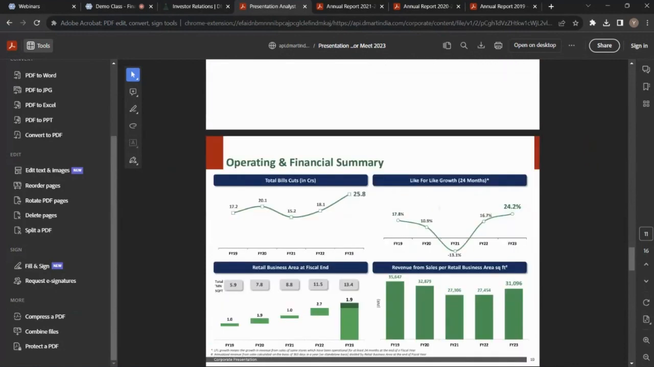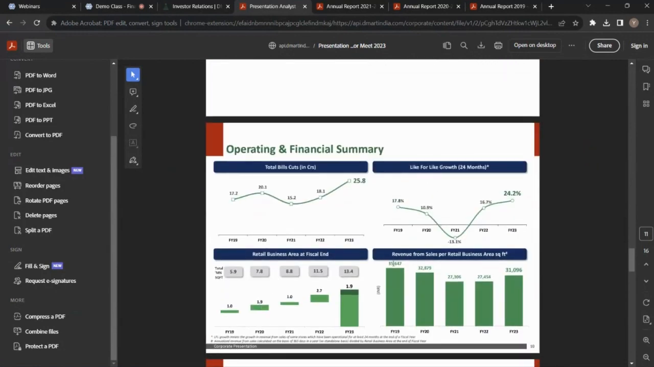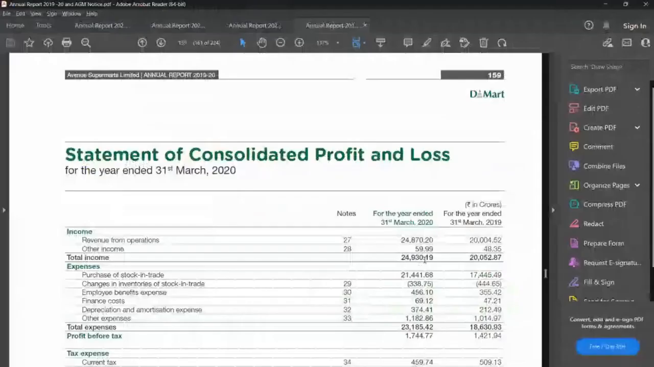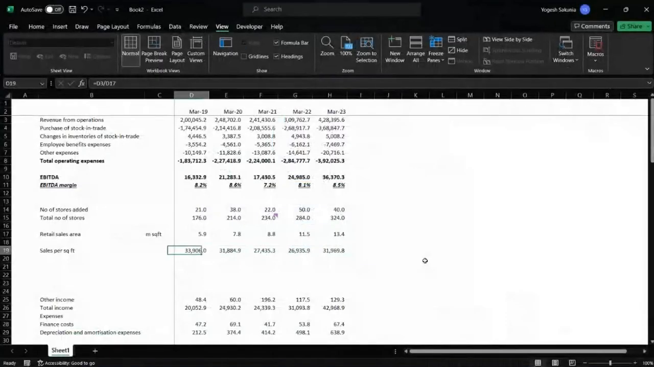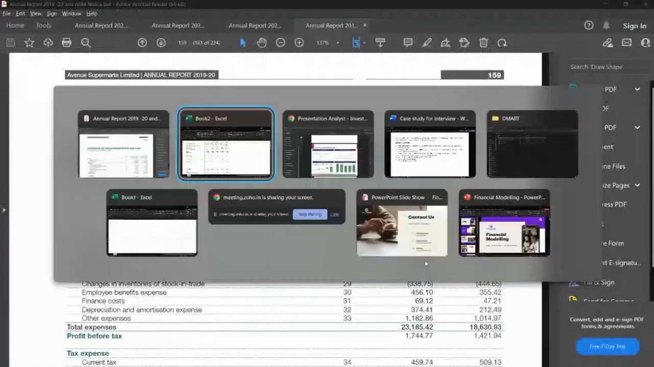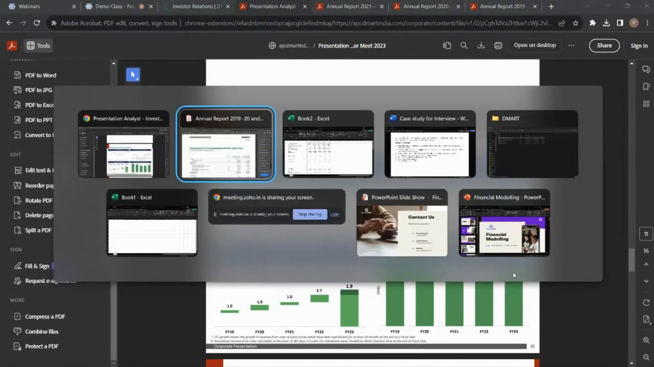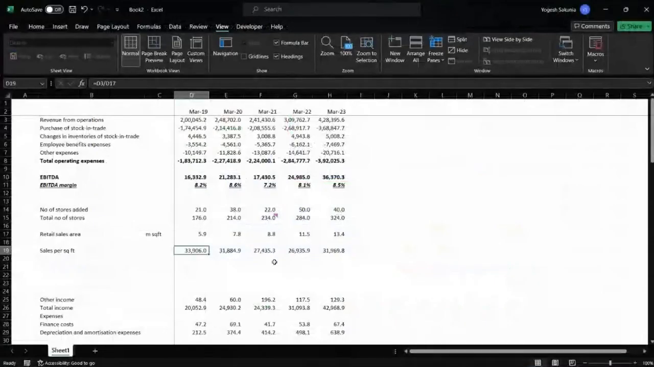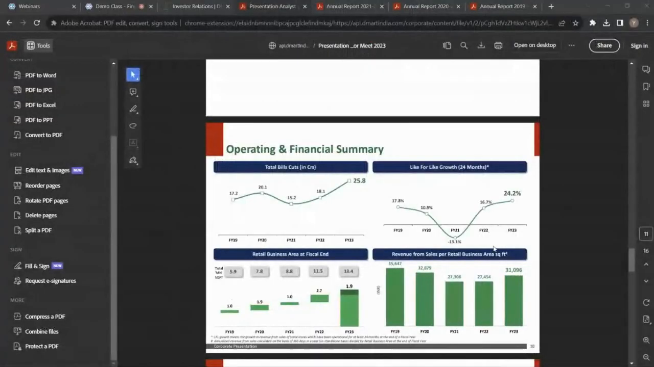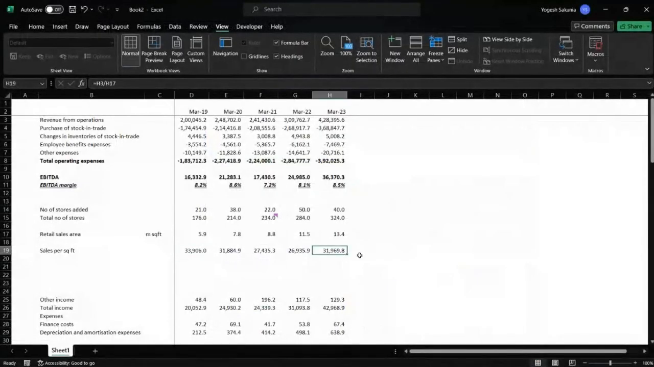So here you see the reported numbers, 35,000 for FY19. For us, it is 33,000. Here it is 32, 879, 27, 27, and 31. Then 27, 26, and 31. So the recent year is slightly higher, the previous years are low.